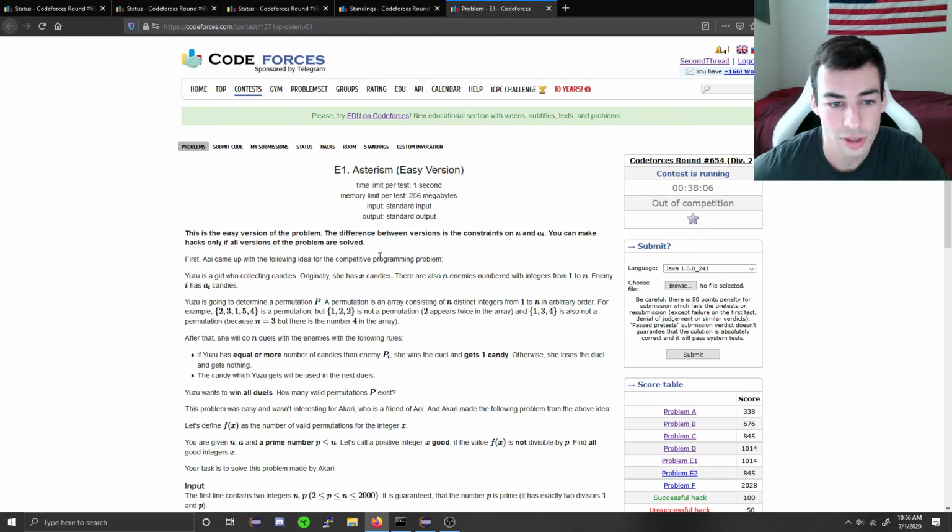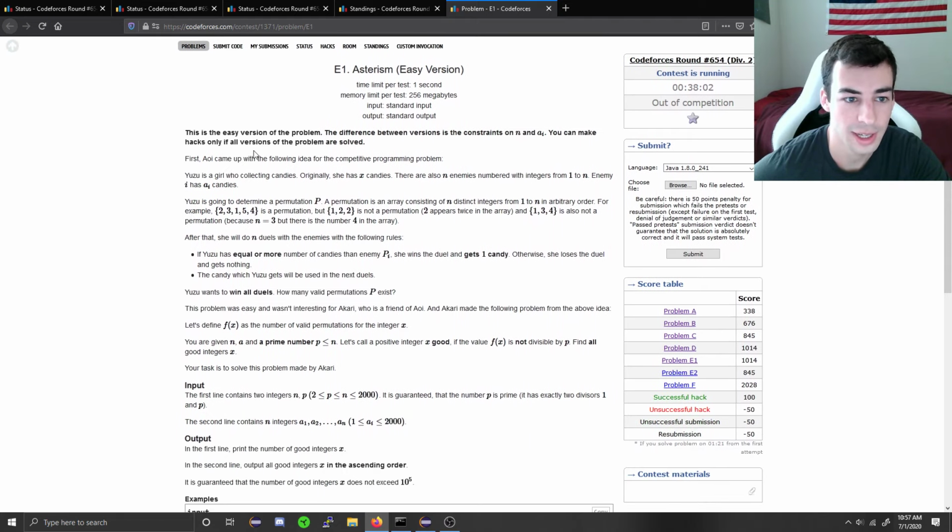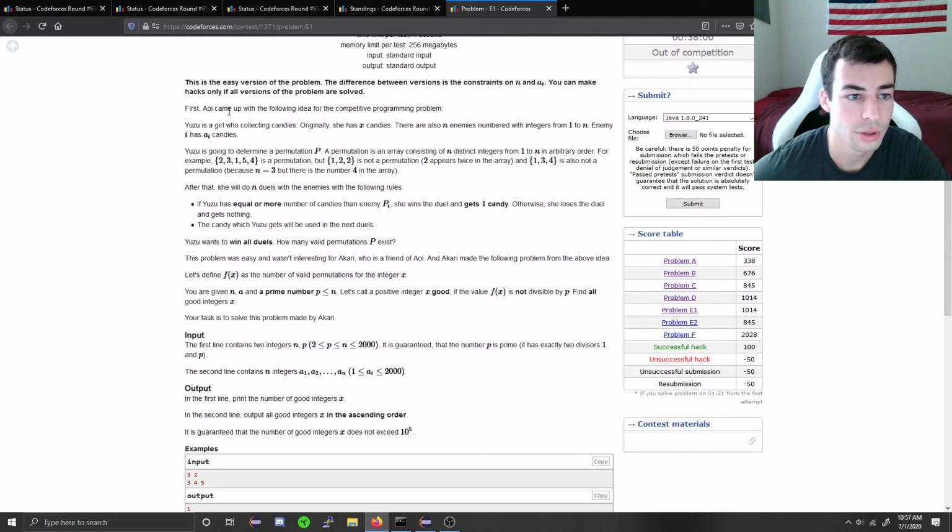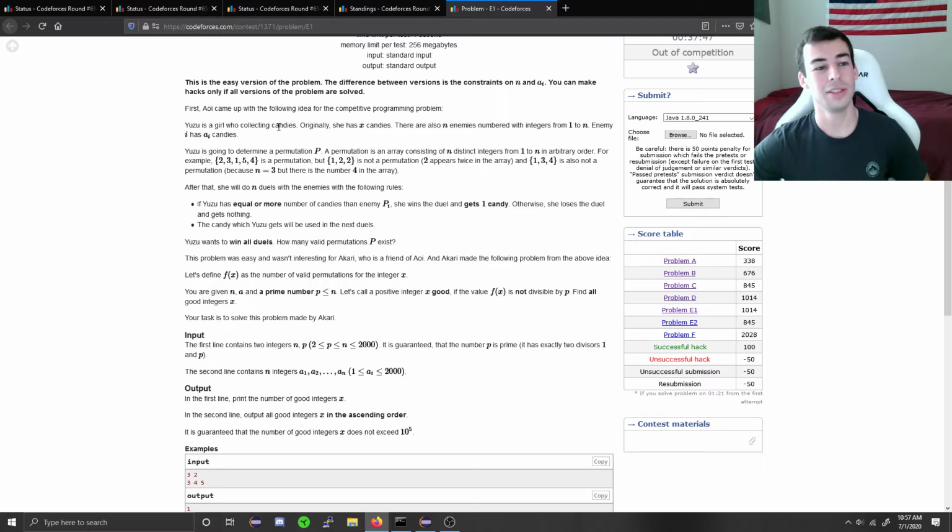This is the easy version of the problem. The only difference between the versions is the constraint on N and A_i. You can make hacks only if both versions are solved as usual. First, this person came up with the following idea for a problem. This sounds like a real story. Okay, this is a girl who is collecting candies. I'm collecting candies too. I don't even know how to phrase this in first person.